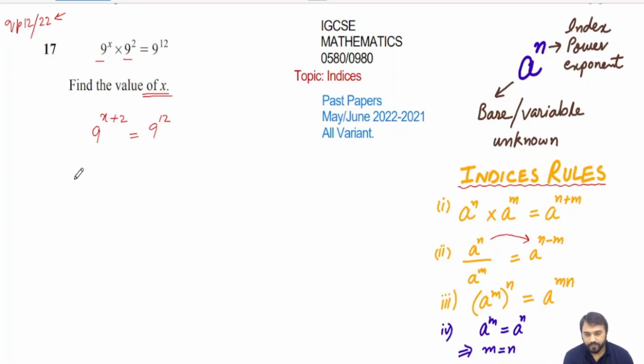After that we are going to apply the last rule. And what is that? We just equate the powers like this. x plus 2 is equal to 12 because the bases are same and we have an equal sign between them. So 2 is adding here. When it moves to the other side, it will subtract from 12. So our answer is 10.